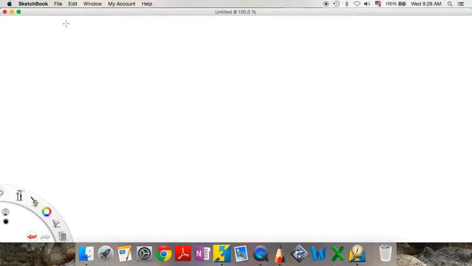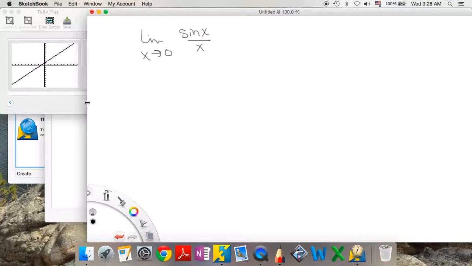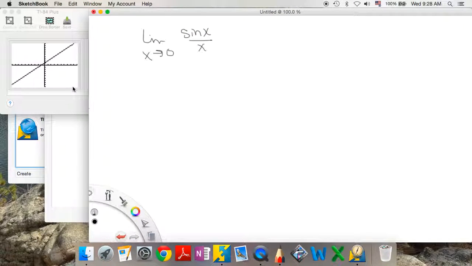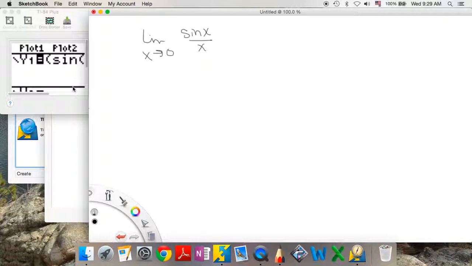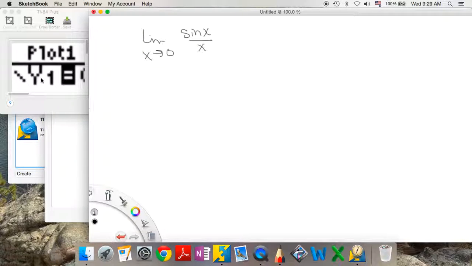Now let's look at a special case here. This is a limit that you are going to have to make sure that you know. So put it in your calculator. And I'm going to zoom trig it so that it looks right. And we're going to calculate. We're going to freak out again.